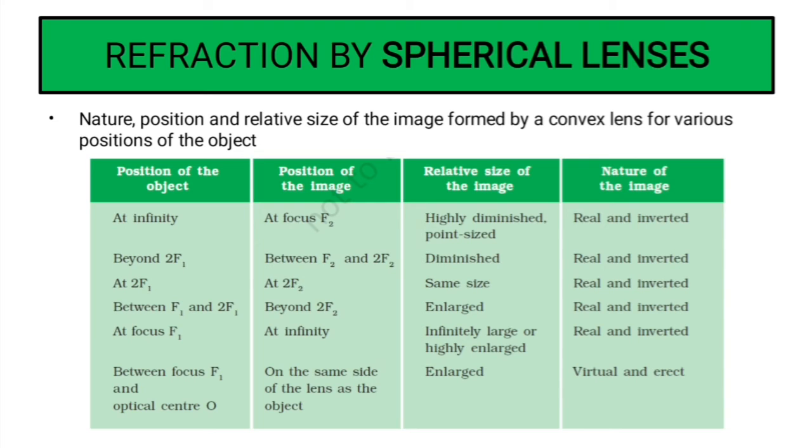Now, if you bring the object even closer, between f1 and 2f1, then the image will shift farther. As you bring the object closer to the lens, the image starts going away from the object, as if it is scared of the object. So if you place your object between f1 and 2f1, then the image goes beyond 2f2, and the size of the image increases. Still, the nature of the image is real and inverted.